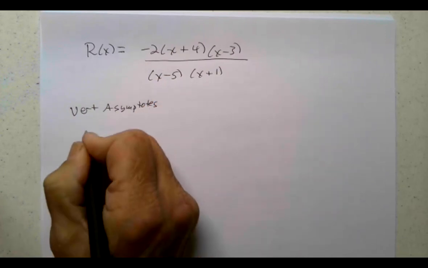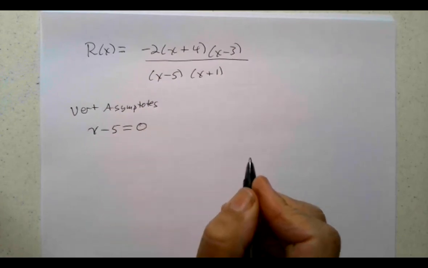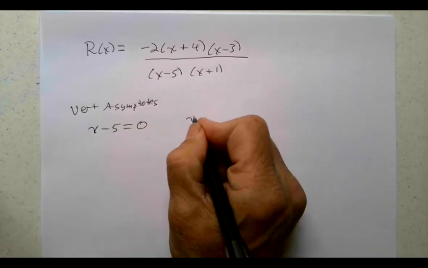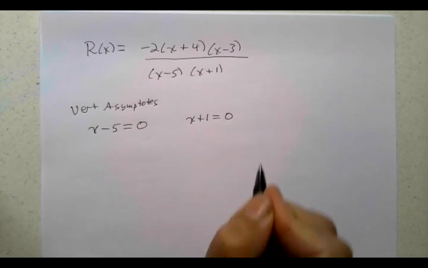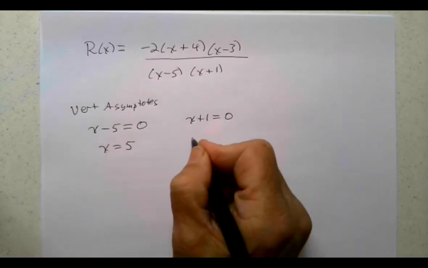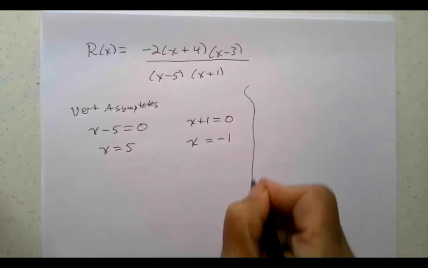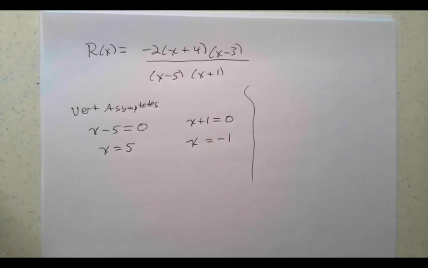And we know x minus 5 can't be 0. So if x minus 5 is 0, that's a problem. We know x plus 1 can't be 0 in the domain. So if x plus 1 is 0, that's a problem. So we have a vertical asymptote at x equals 5 and at x equals negative 1. Now what about the horizontal asymptotes?